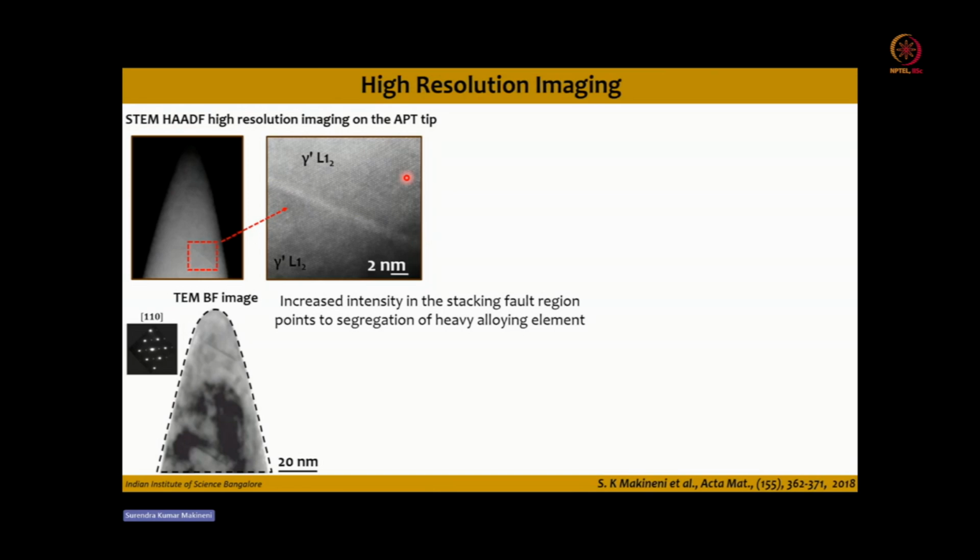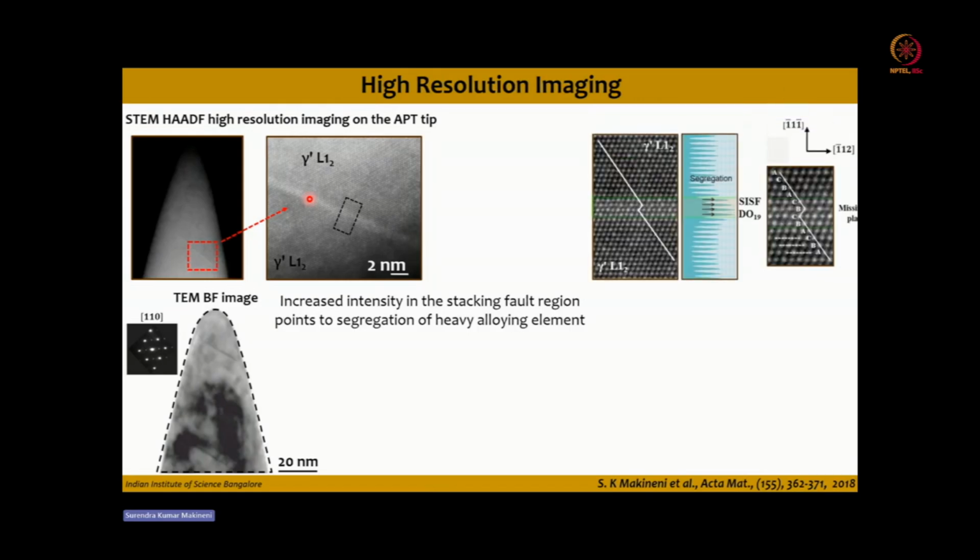increased intensity which corresponds to more scattering, by a larger scattering angle. And that's why you will get a large signal in the high angle annular dark field detector. Okay, and it shows that it might segregate heavy elements. So there is a hint for that.